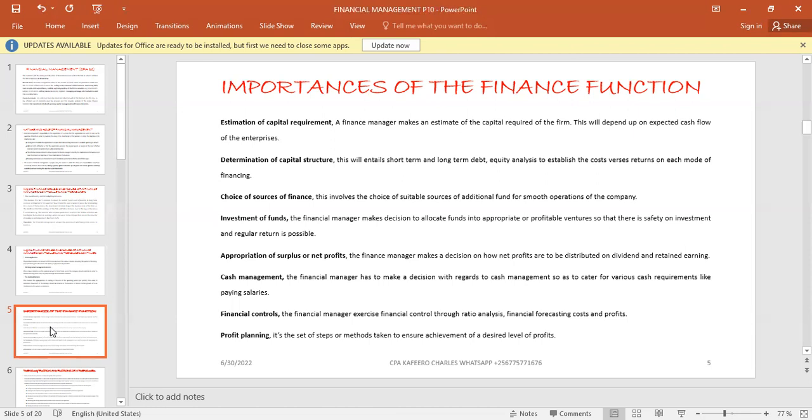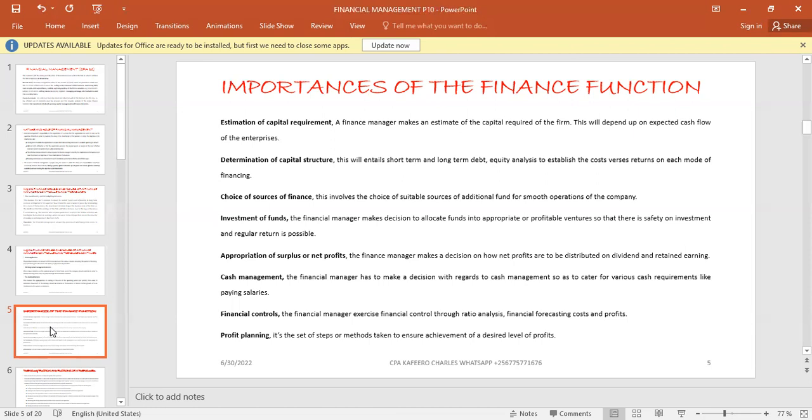Then the other one is appropriation of surplus or net profit. That is the dividend decision. Here, the financial manager has to make decisions on how the net profit we've got in the business operation is going to be distributed, either by retaining some money so that we can further our growth and investment, or we pay some of the money as dividends, depending on the prevailing situations. How do they determine that this money should be kept? It depends if the company has desires of growth and investing in other ventures.